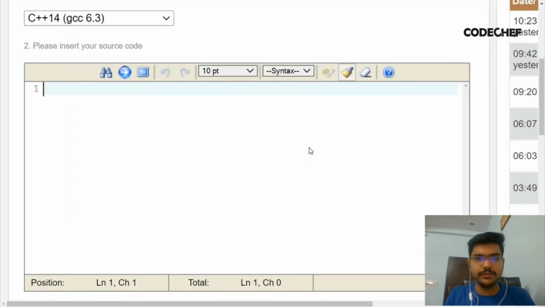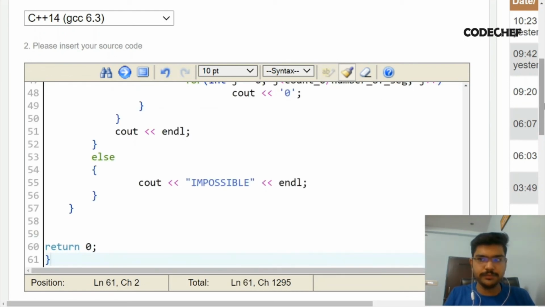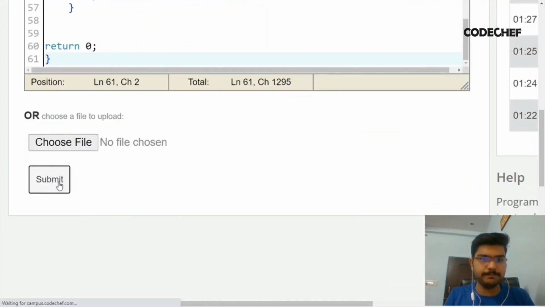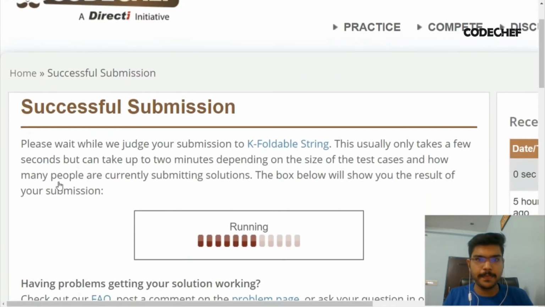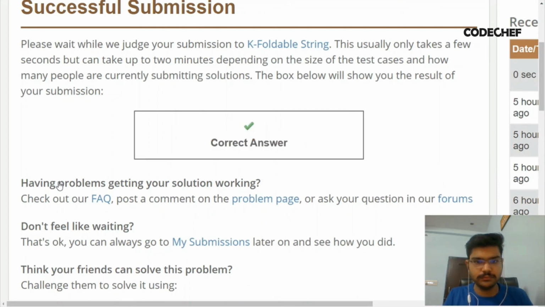Okay, so let's try to submit the code in C++. We'll paste the code and then click submit. The problem is running. And we get the correct answer. The perfection sign, AC.